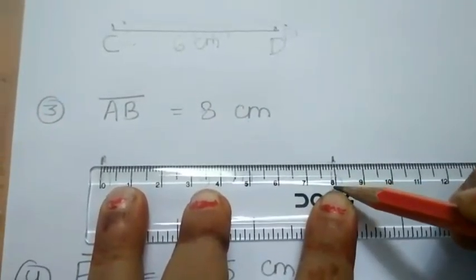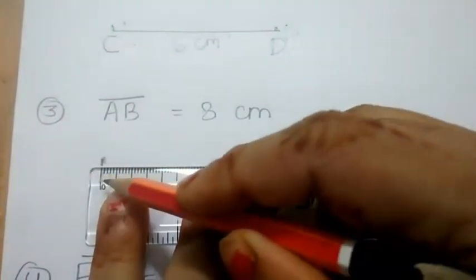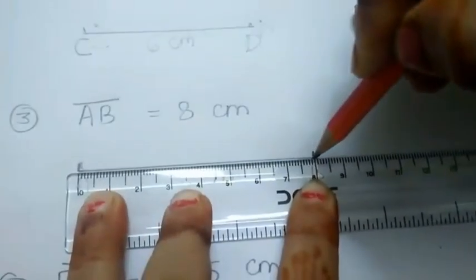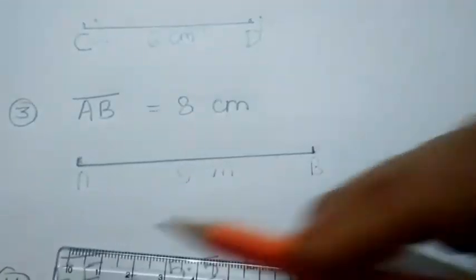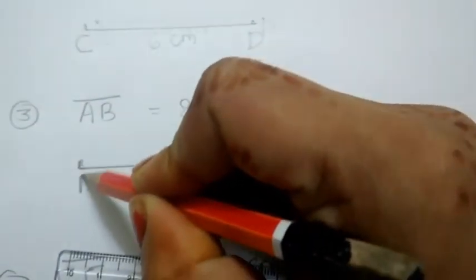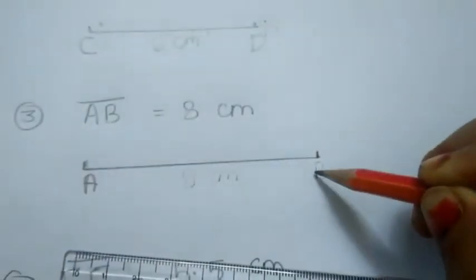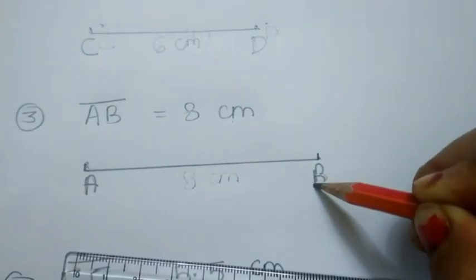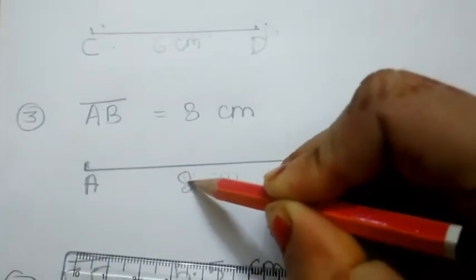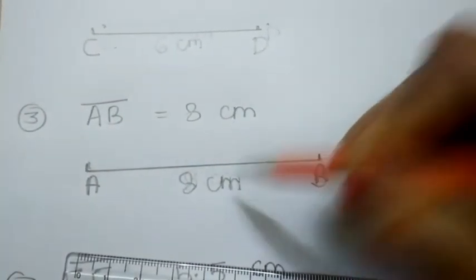So we have put a point on 8 and we have put a point on 0. Now we continue from 0 to 8. So now this is a line segment AB. We will write AB. How much centimeter? What is the length of this line segment? It is of 8 centimeter. So we have written it 8 centimeter.